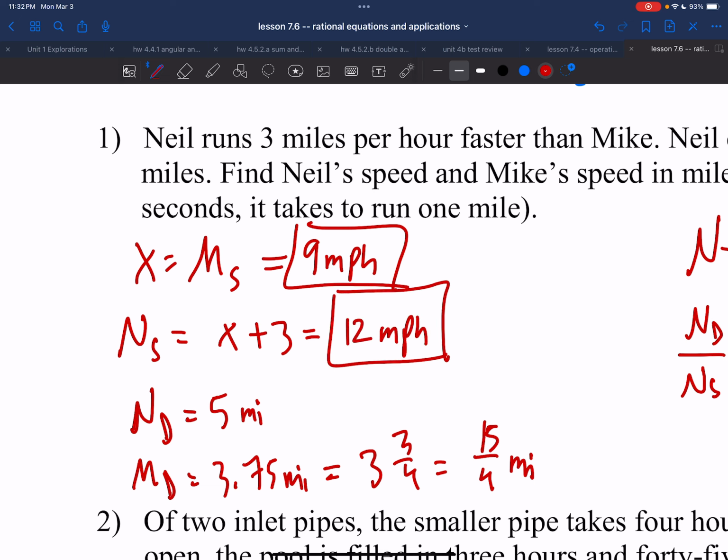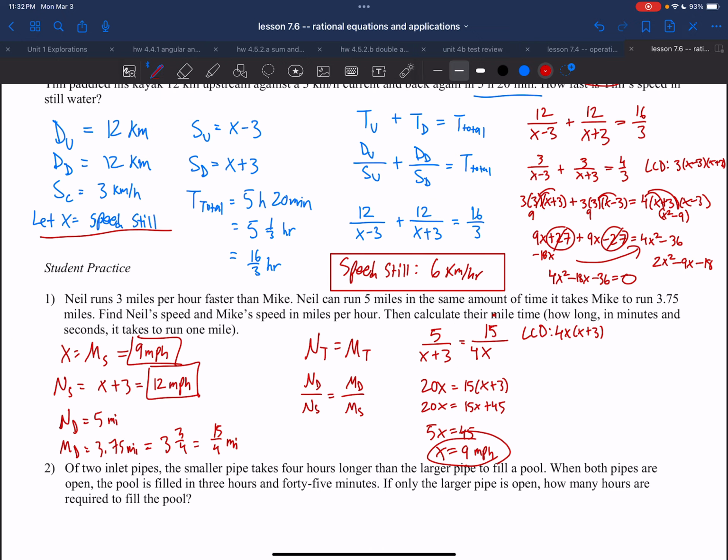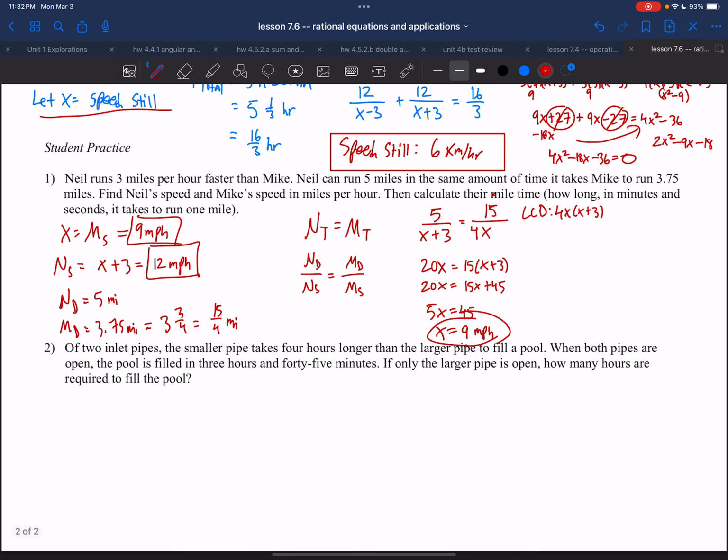And thus the problem is solved. Yeah? We found Mike and Neil's speed in miles per hour. Okay? All right. And that is that question.